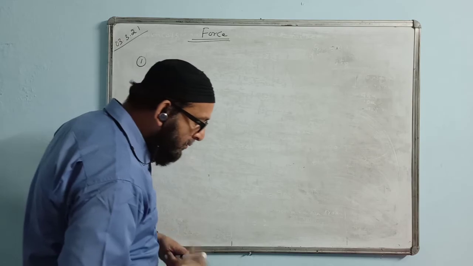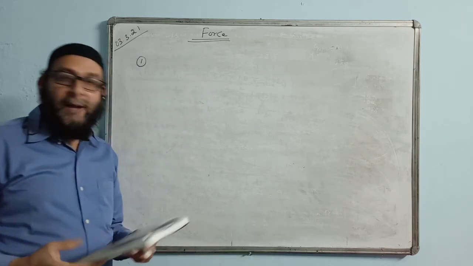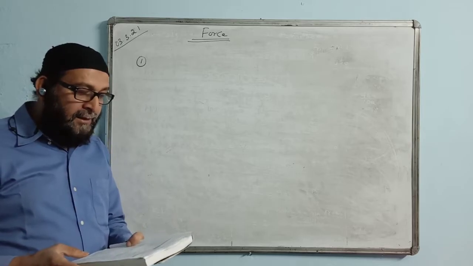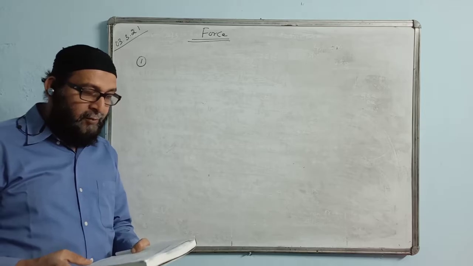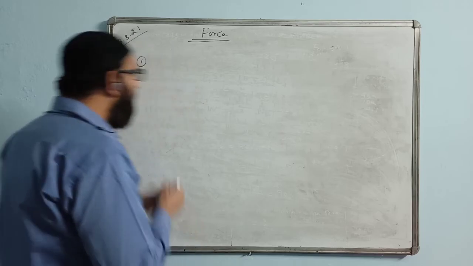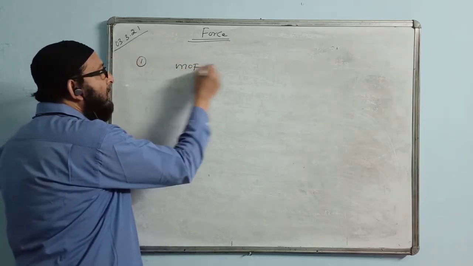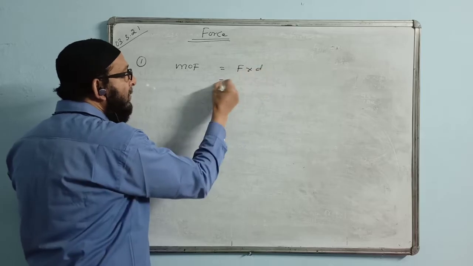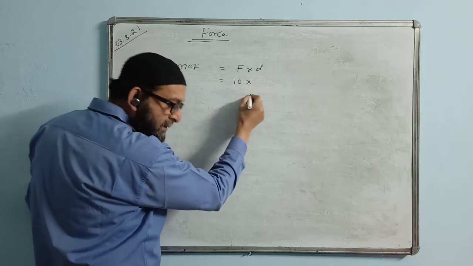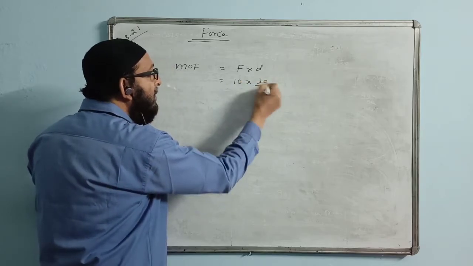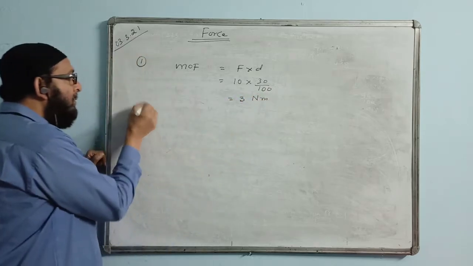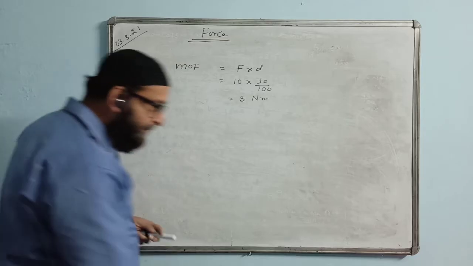I read the question. A board is pivoted at a point. A force of 10 Newton is applied at a distance of 30 centimeters from the pivot. Calculate the moment of force about the pivot. The moment of force formula is F into D. Force is given as 10 Newton and the distance is 30 centimeters, but change it to meters, 30 by 100 meters. Answer is 3 Newton meter. Finished. Second question.